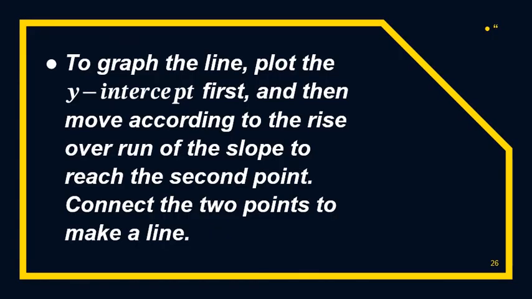To graph the line, plot the y-intercept first and then move according to the rise over run of the slope to reach the second point. Connect the 2 points to make a line.